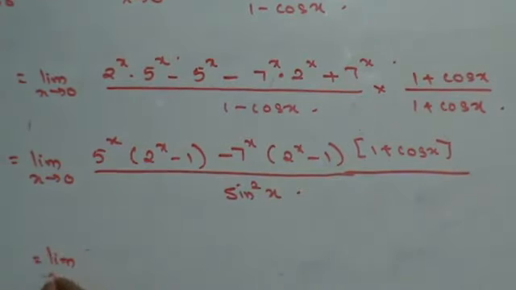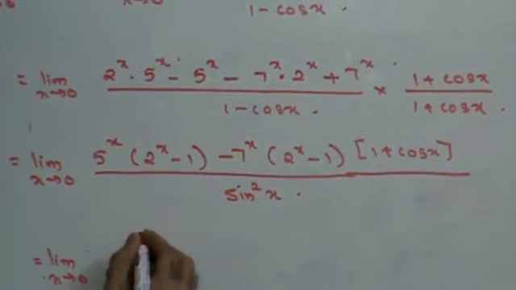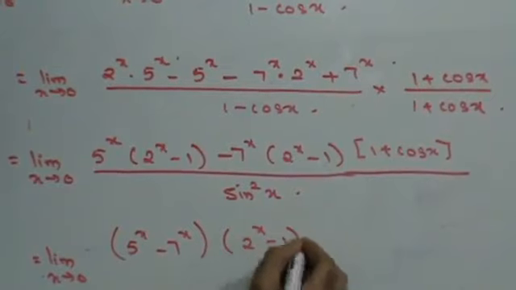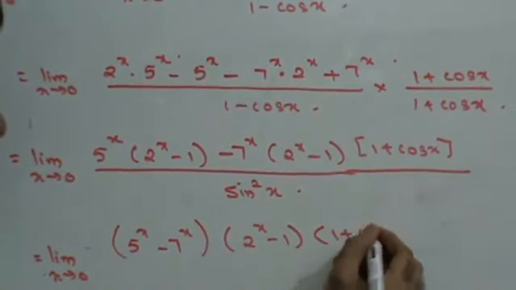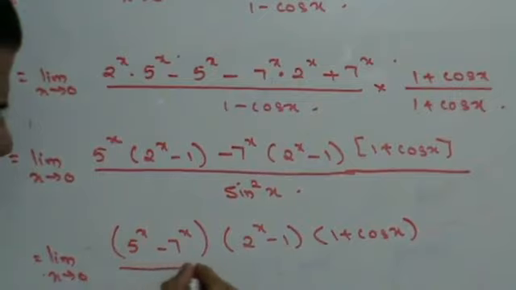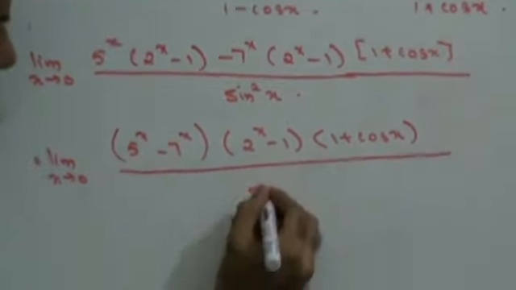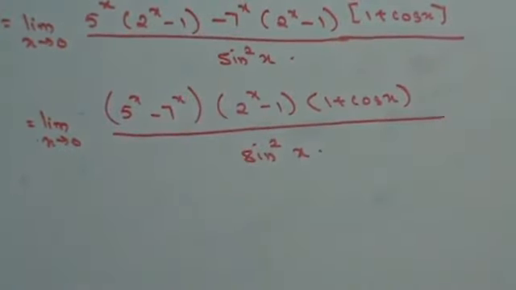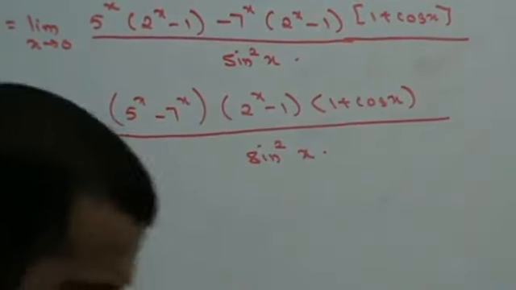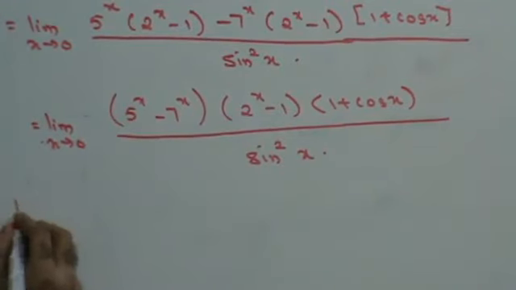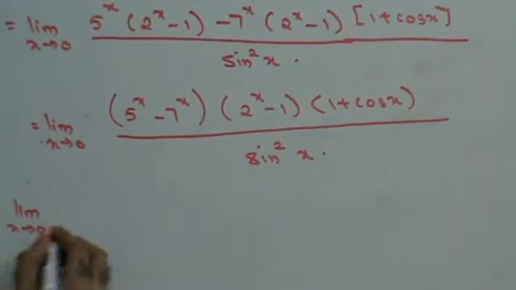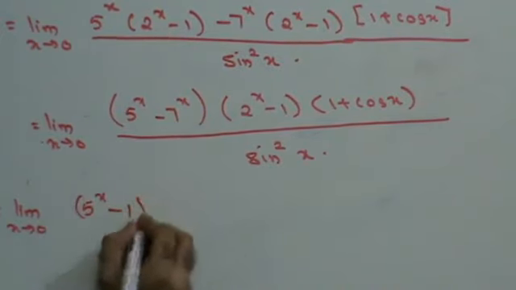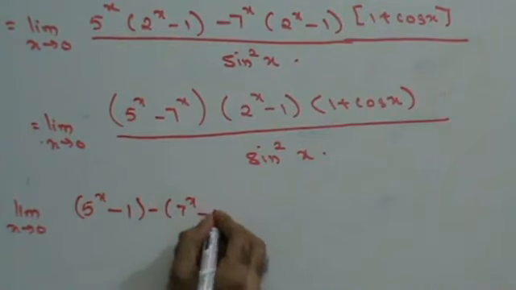This is limit of x tends to 0, 5 raised to x minus 7 raised to x, 2 raised to x minus 1, 1 plus cos x upon sine square x. Common bracket is 2 raised to x minus 1. Uncommon bracket is 5 raised to x minus 7 raised to x. Now this can be written as limit of x tends to 0, 5 raised to x minus 1, minus 7 raised to x minus 1.